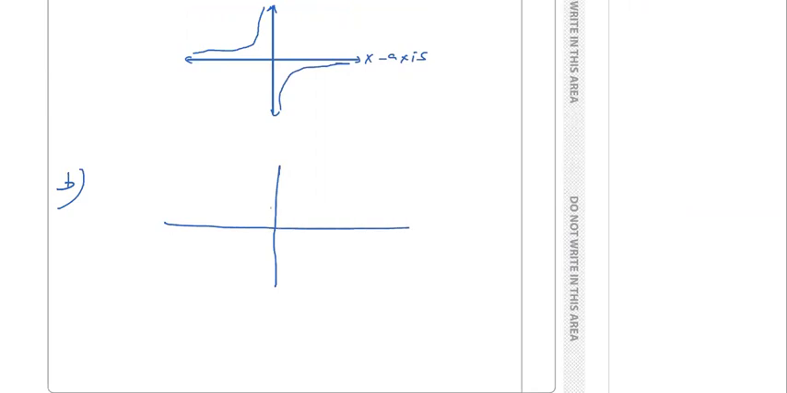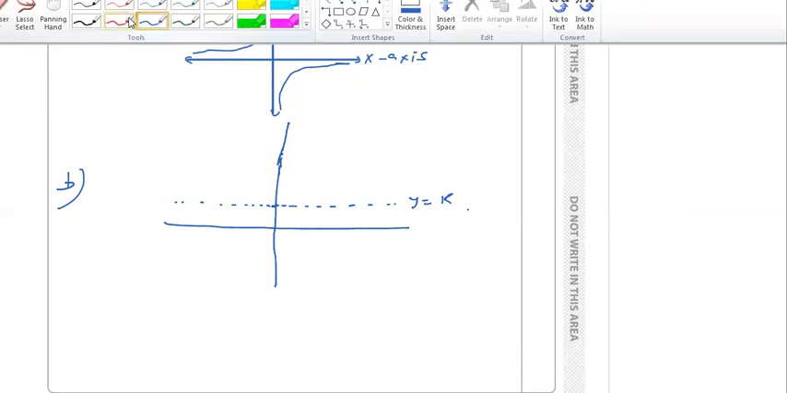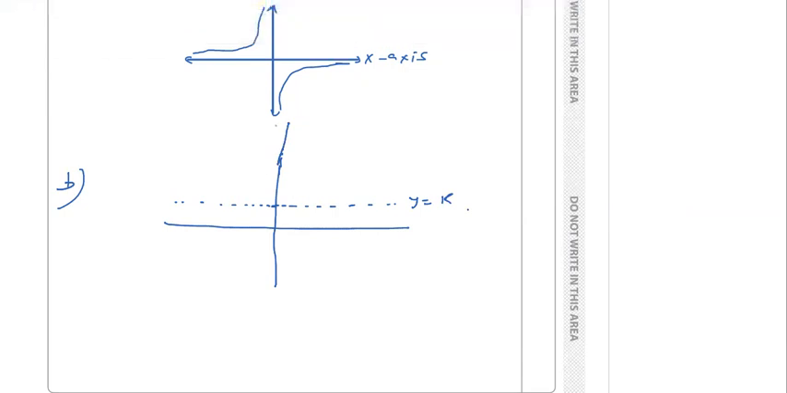If the horizontal asymptote changes, it means the horizontal asymptote will be y is equal to k. So if this line is y is equal to k, now if we draw the sketch it will look like this one. This time the horizontal asymptote changes, while the vertical asymptote will remain the same. This is for y is equal to minus k over x plus k.